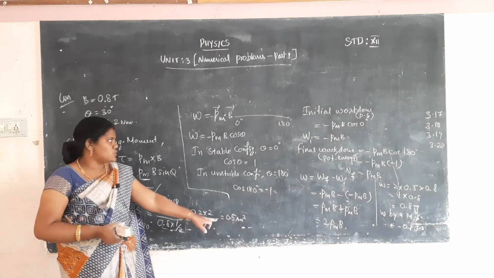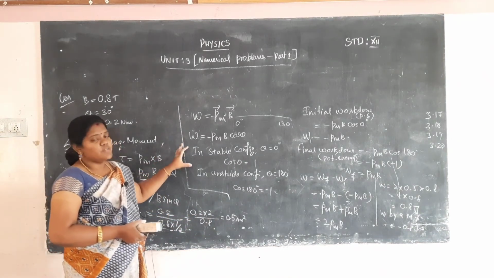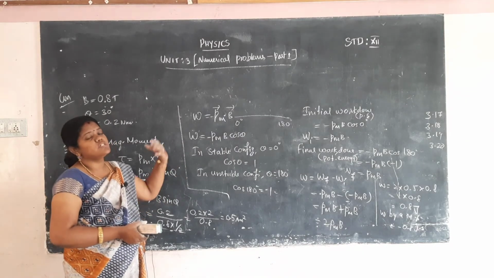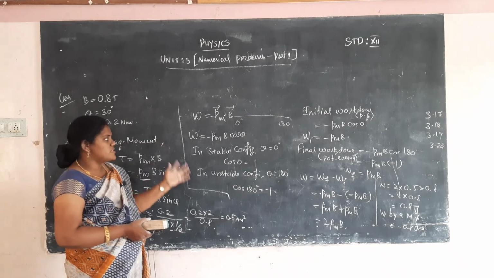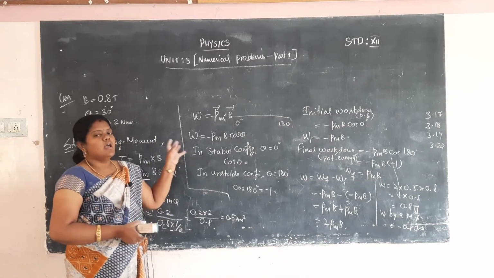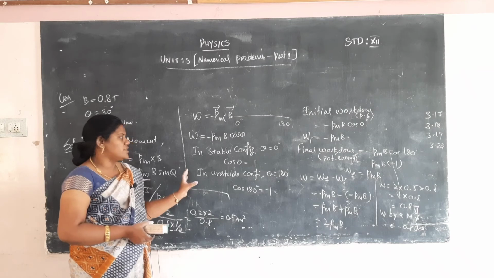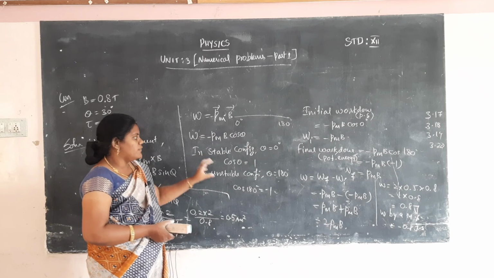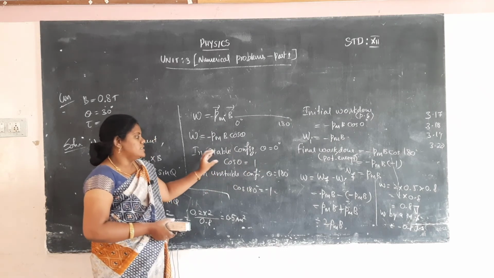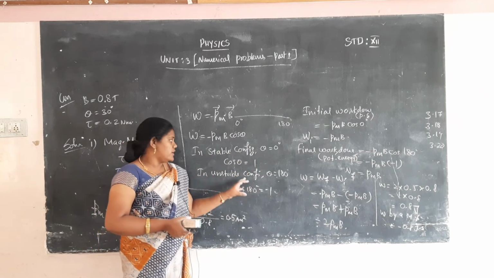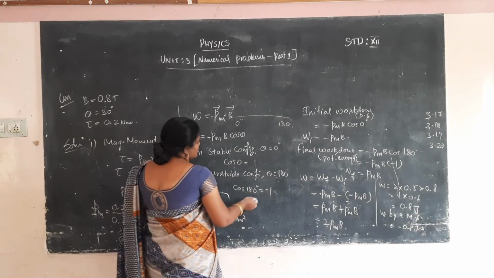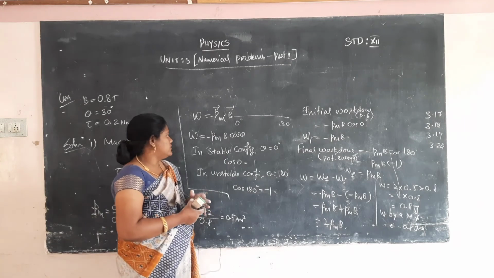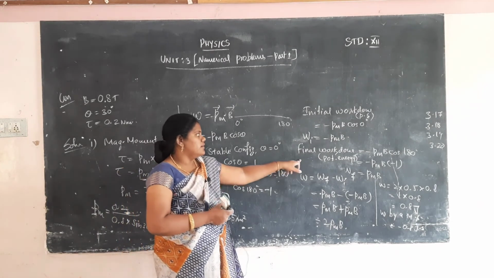We easily calculate the magnetic moment Pm is equal to 0.5 ampere meter square. Next we calculate the work done from the most stable configuration to the unstable configuration. What is the stable configuration and what is the unstable configuration? For stable configuration, theta is equal to 0. For unstable configuration, theta is equal to 180 degrees. So cos 0 is 1 and cos 180 is minus 1. Then substitute the cos values in the work done.